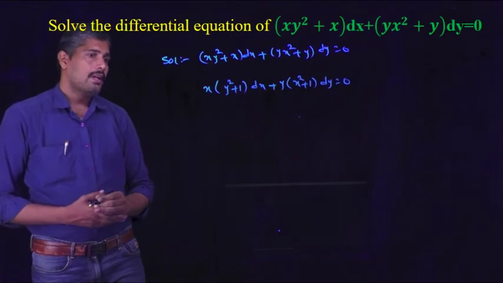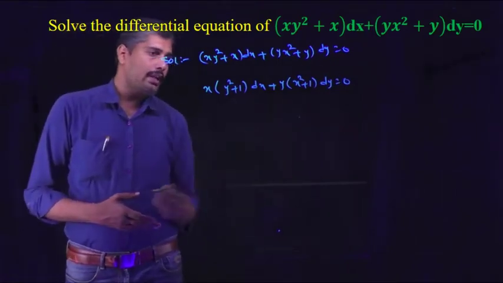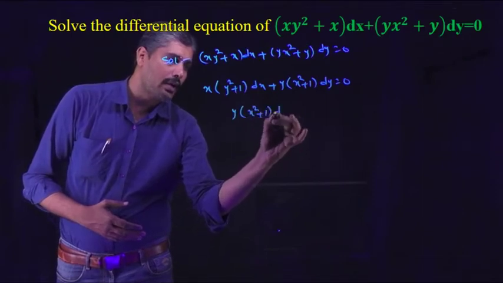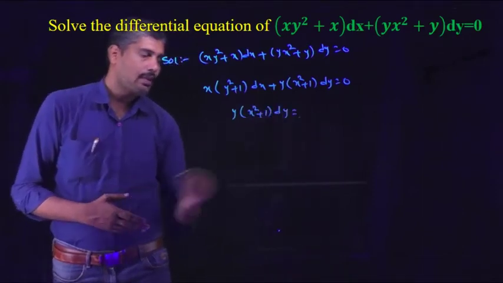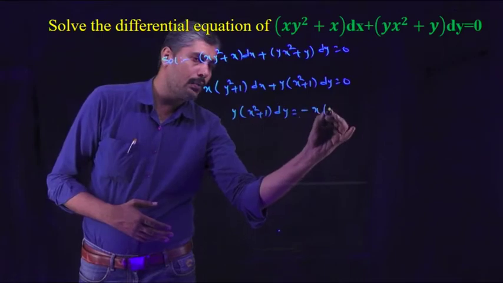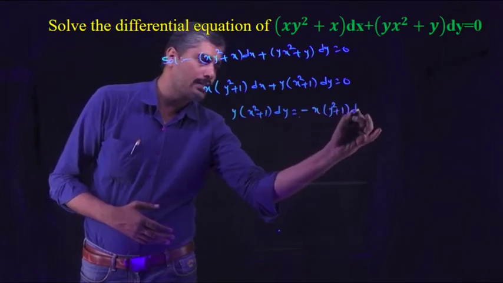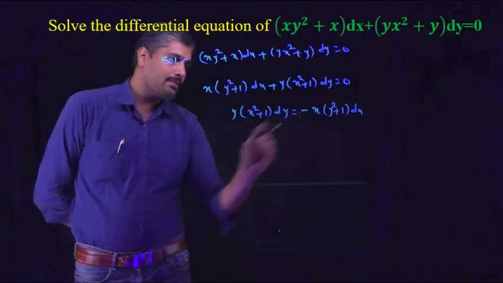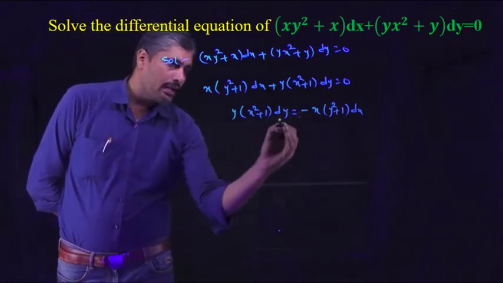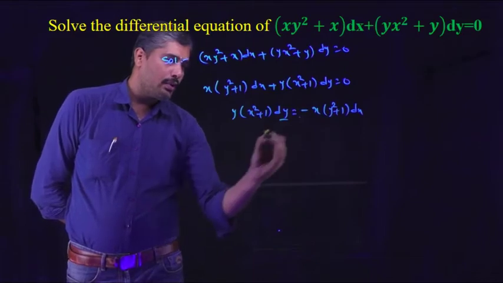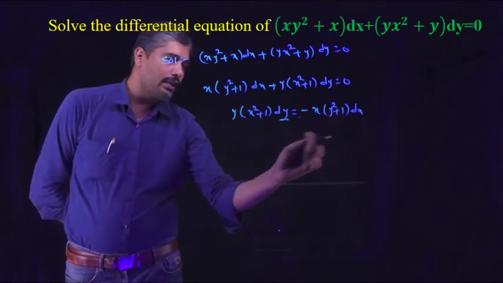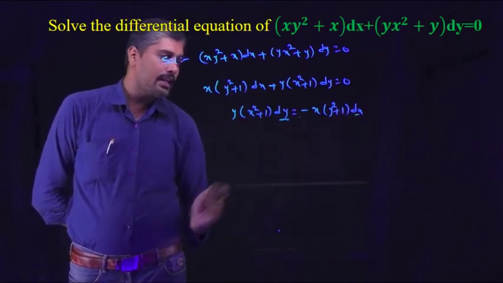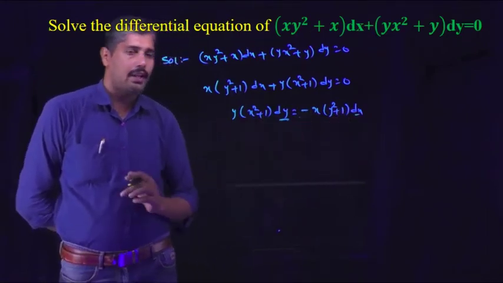Right? This term we take to the right side, then y(x² + 1) dy equal to minus x(y² + 1) dx. Right? Then separating x terms and y terms. Here dy is in the numerator, that's why we take y terms on the left side. In the numerator dx is there, that's why we take x terms on the other side.